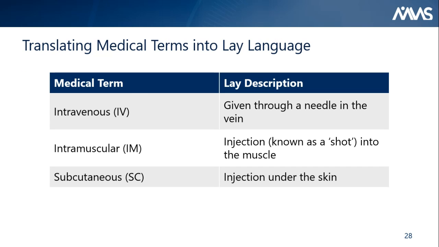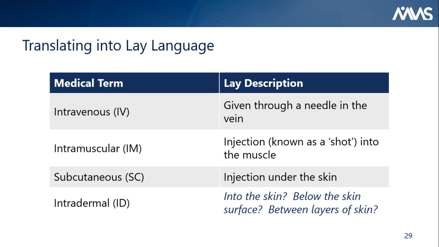So here's an example of what we encounter when translating medical terms into lay language. When describing different modes of injection, it's simple enough to explain the difference between these different types of injections. But it becomes more difficult to describe the difference between subcutaneous and intradermal injections. We can no longer call subcutaneous an injection under the skin because both are technically injections under the skin. So we would need to find a way to explain subcutaneous and intradermal more accurately.